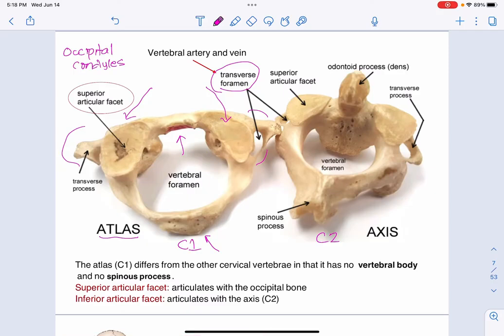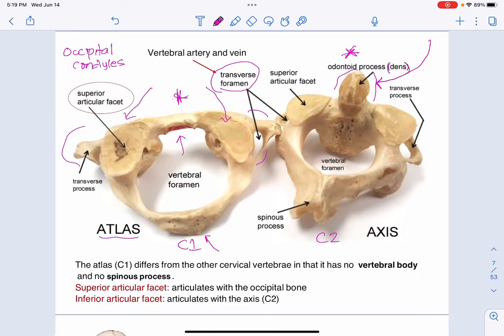C2 is called the axis. It also looks a little different from all other vertebrae because it has this bony protrusion where the body would normally be, and that is called the odontoid process or the dens. You'll hear people call it the dens. C1 is going to sit on top of C2. I'm going to show you a little picture of that. It swivels around the dens, and this is what allows us to rotate our head.